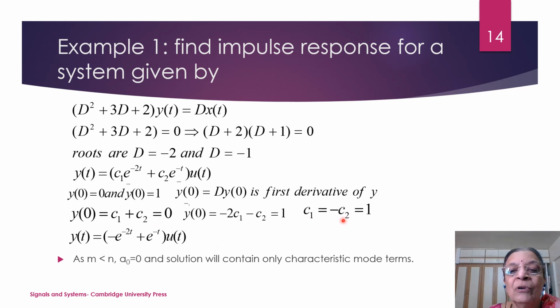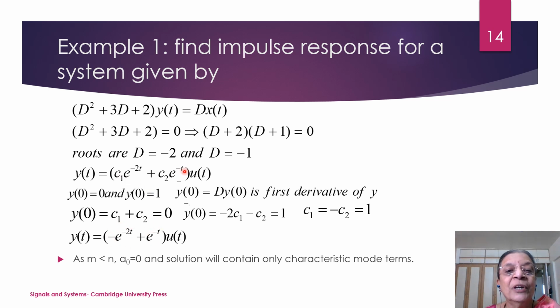So we get c1 equal to minus c2, which is equal to 1 by solving these two equations. So we can write the full solution as yt is equal to e raised to minus 2t plus e raised to minus t, by putting the values of c1 and c2, appended by ut. Now in this case, the degree of numerator, which is 1, is less than the degree of denominator, which is 2. So in this case, A0 is equal to 0 and the solution will contain only the characteristic mode terms. Characteristic mode terms are e raised to minus 2t and e raised to minus t.